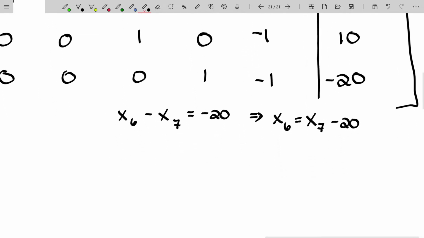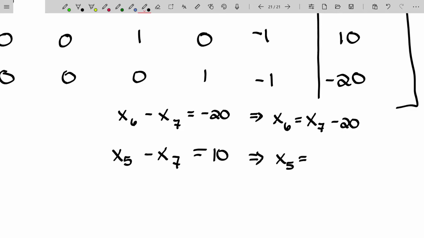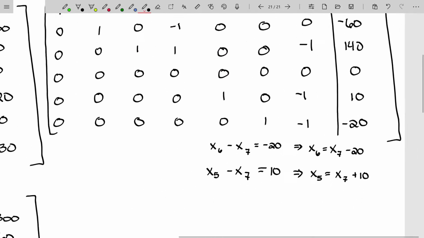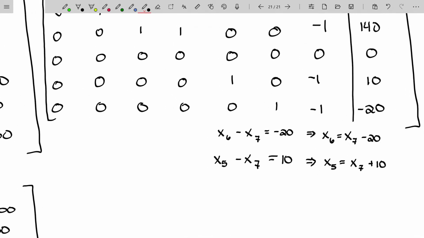The next row up, we see that x sub 5 minus x sub 7 is equal to 10. That is, x sub 5 can also be written in terms of x sub 7. It's just x sub 7 plus 10. Well, let's go to the next row up. It's all zeros, so that doesn't give us anything. Well, let's go to the next row up. That's x sub 3, so it tells us that x sub 3 plus x sub 4 minus x sub 7 must equal 140.